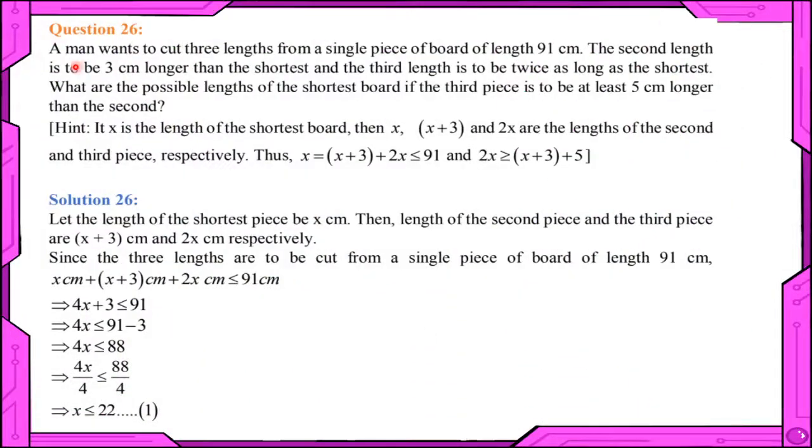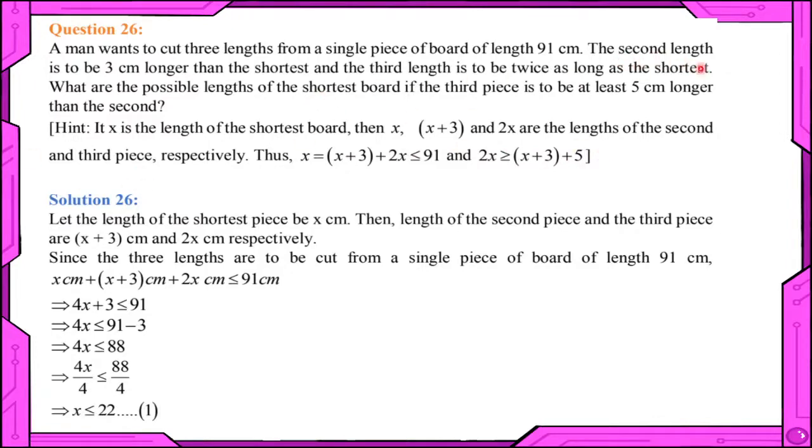Question number 26. A man wants to cut three lengths from a single piece of board of length 91 centimeters. The second length is to be 3 centimeters longer than the shortest, and the third length is to be twice as long as the shortest. So it's better from this information to assume the length of the shortest piece to be x centimeters. Now, it is also given in the hint: if x is the length of the shortest board, then x, x plus 3 and 2x are the lengths of the shortest, second and third pieces respectively.